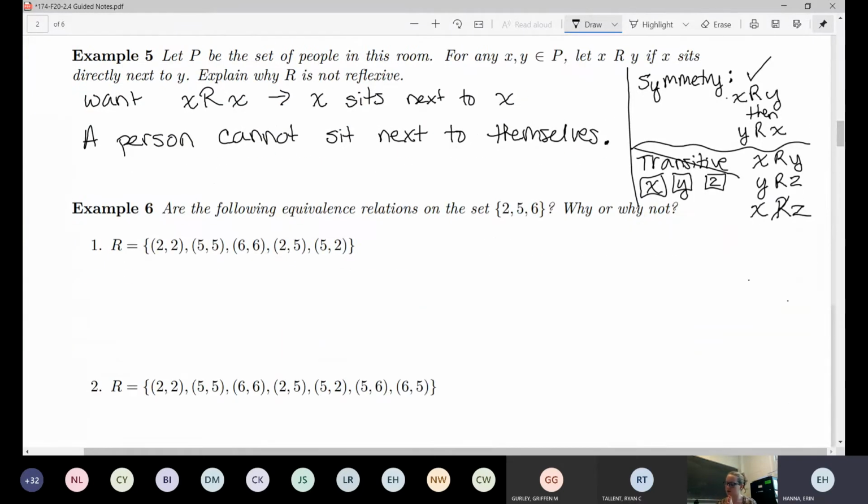So are the following equivalence relations on the set 2, 5, and 6? Why or why not? Well, they're all going to be relations because they're all just using the elements 2, 5, and 6 in these kind of coordinate pairs, if you will. So let's start looking at this. We want to say, is it reflexive?